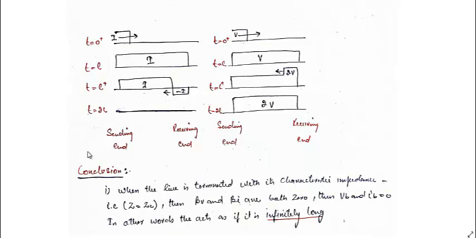Now the conclusion: when a line is terminated with its characteristic impedance, that is z is equal to zc, the reflected voltage and reflected current will both be 0. Then the reflected voltage coefficient and reflected current coefficient will be 0. Thus vb and ib are equal to 0, that is there will be no reflection of voltage and current. In other words, the line will act as if it is an infinitely long line, as if there is no junction present at any point of the line. That is what is meant by infinitely long.